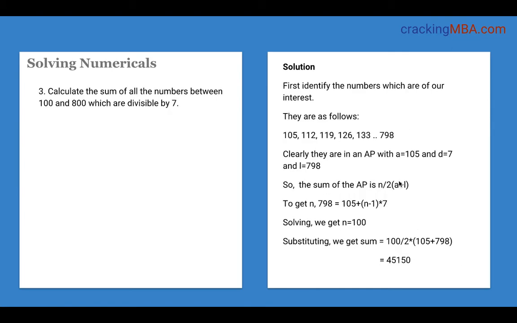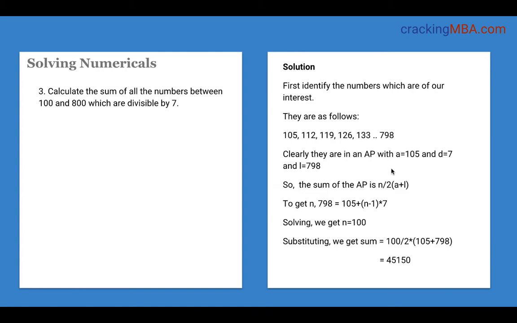Next, let's look at another type of numerical. Calculate the sum of all numbers between 100 and 800 which are divisible by 7. So let us first try to list out the numbers lying between 100 and 800 which will be divisible by 7. So we will get them as 105, 112, 119, 126, and so on up to 798.